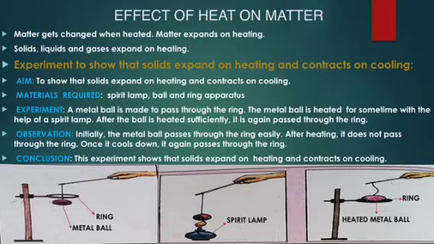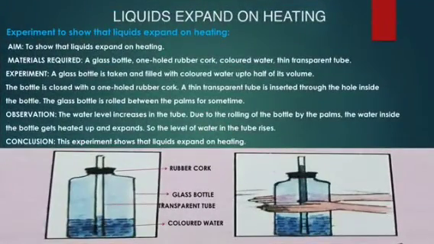So when the ball was heated, it expanded. That means it became big. So when the ball became big, it could not go inside the ring. But when the ball was cooled after some time, then when it was put inside the ring, it easily passed through the ring. So when it was heated, the ball became big. It expanded. So we saw how solids expand on heating and contracts on cooling from the previous experiment. Now let us see how liquids expand on heating.